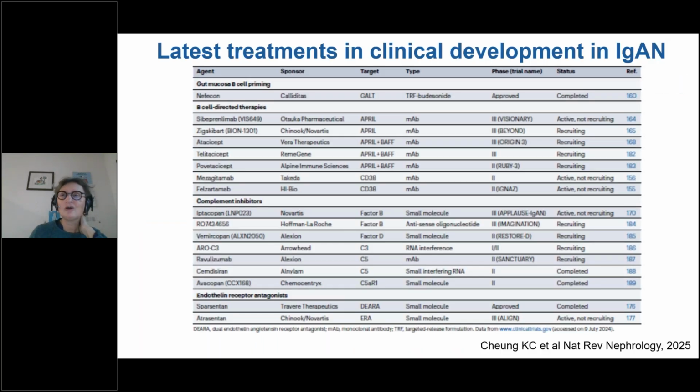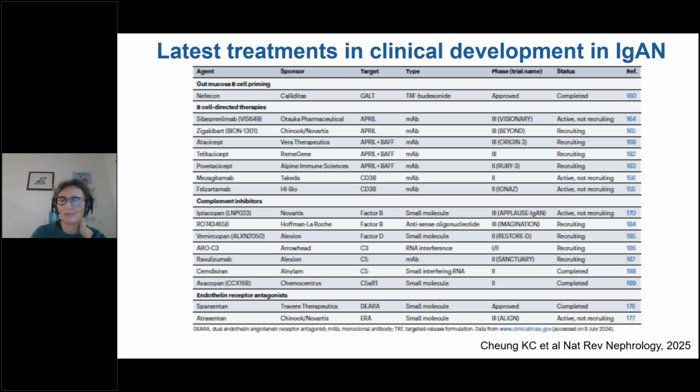and we have to try to avoid getting to this point at all costs. So I wanted to show you this beautiful picture from this very recent review in Nature Reviews Nephrology on IgAN to show you how many treatments there are in clinical development for IgA nephropathy, with agents targeting the inflammation of the gut mucosa, where we know that the B cell priming occurs, such as Nefecon, a targeted release budesonide; B cell directed therapies with agents targeting APRIL plus BAFF, or plasma cells, so CD38; complement inhibitors with agents targeting factor B, factor D, C3, C5, and the C5a receptor 1; and also antiproteinuric agents such as endothelin receptor antagonists, both sparsentan and atrasentan.